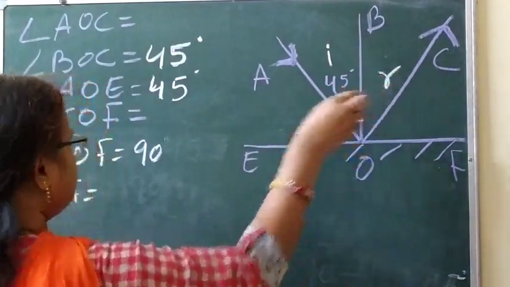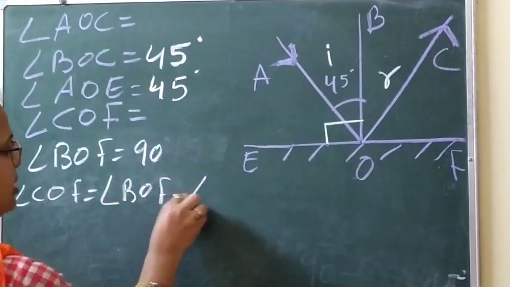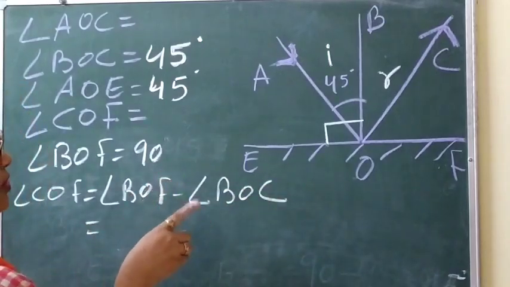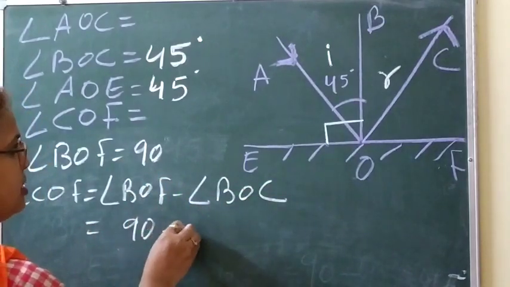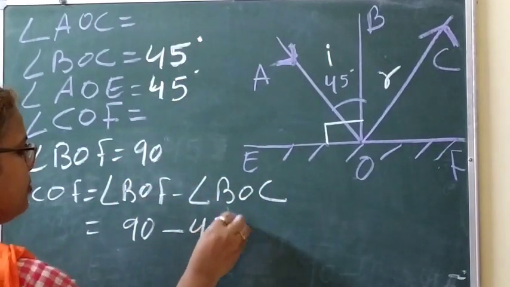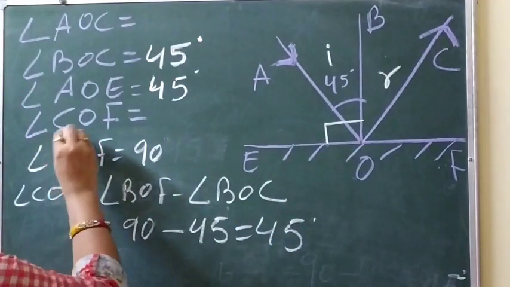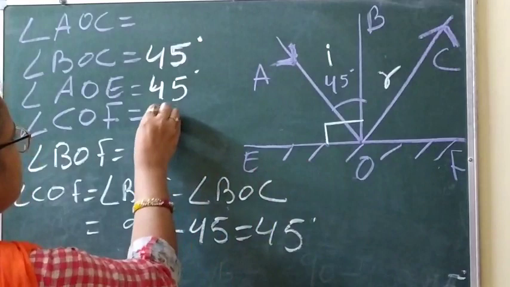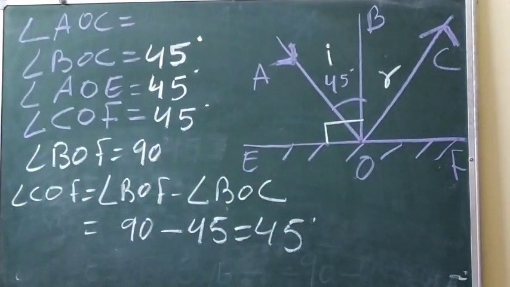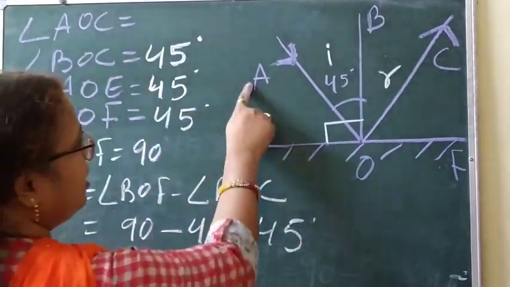BOF minus BOC. So we will write here angle BOF minus angle BOC. And BOF is what? 90. So 90 minus BOC is what? 45. So 90 minus 45, and this is equal to what? 45. So COF will be what? COF will also be equal to 45 degrees. Clear? Now you have to find out, next is the AOC.